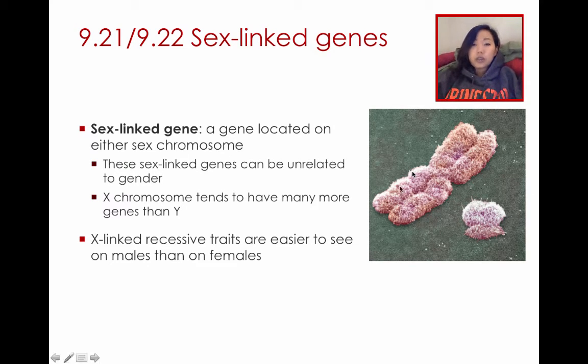Notice here in this picture that the X chromosome, which is this one, is much larger than the Y chromosome. The Y chromosome is so small. What that means is that the X chromosome has a lot more genes on it, so a lot of diseases and general traits will be found on the X chromosome rather than the Y chromosome. And so they found that X-linked recessive traits are easier to find in males than females, which makes sense, right?